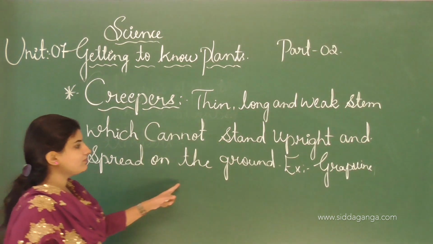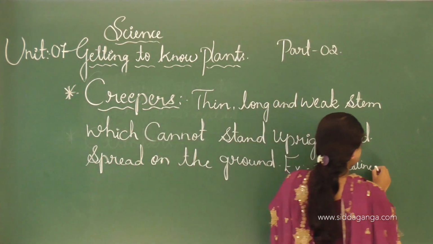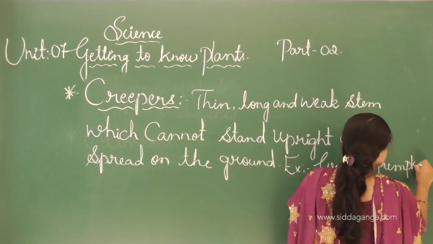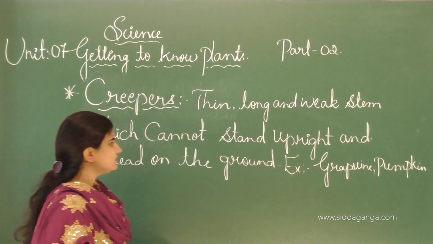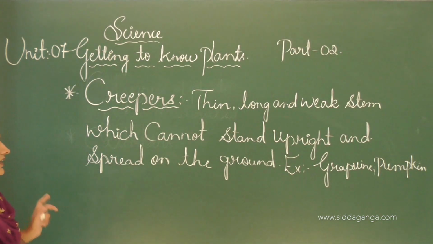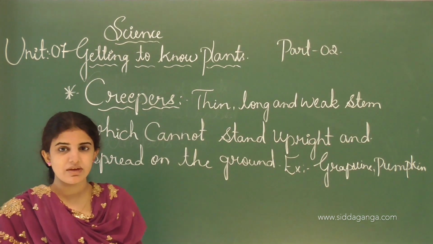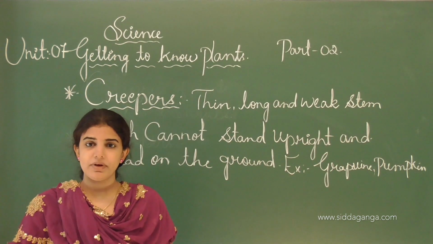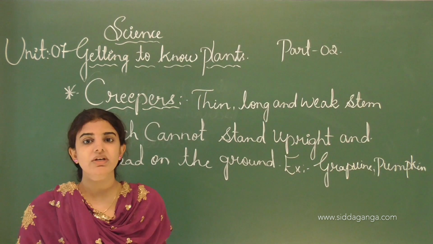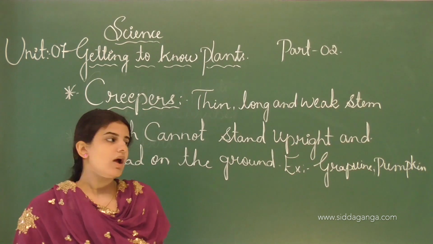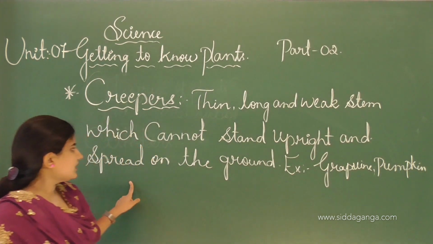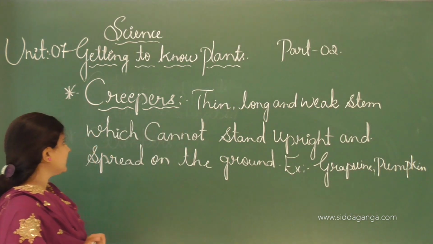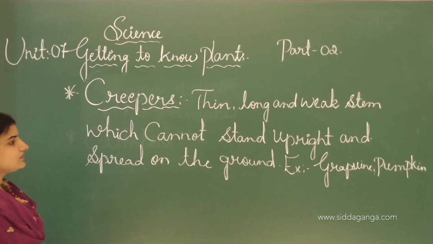And see, one more example is there, pumpkin is also a creeper. Creepers have a thin, long and weak stem, and these creepers do not stand upright, but they spread over the ground, and this is nothing but the creepers. Examples for the creepers are grapevine and also pumpkin. Next one is the climber.